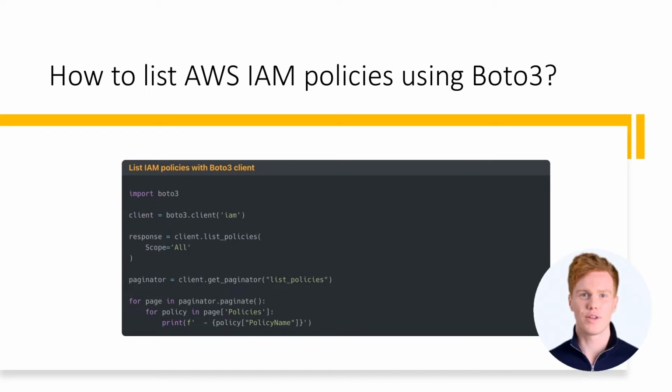Alternatively, you can use the list policies method of the IAM client. In this example, we're using the getPaginator method because the list policies method limits the returned result to 100 policies by default. Finally, you can provide any arguments supported by the list policies method to the paginate method. We'll cover this in a minute in the filtering part of the video.